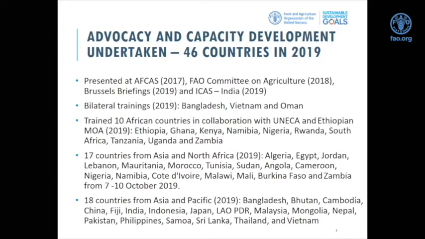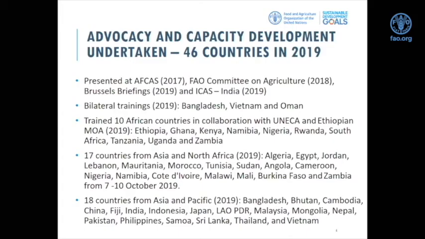On the capacity development front, we have trained more than 50 countries on the indicator's methodology already. The methodology of 2.4.1, as we were progressing on developing it, was presented at the African Commission on Agriculture Statistics in 2017, the FAO Committee on Agriculture in 2018 as well as in 2019. Then it was presented at the Brussels briefing organized by the European Commission in 2019, and the International Conference on Agricultural Statistics in India in 2019.